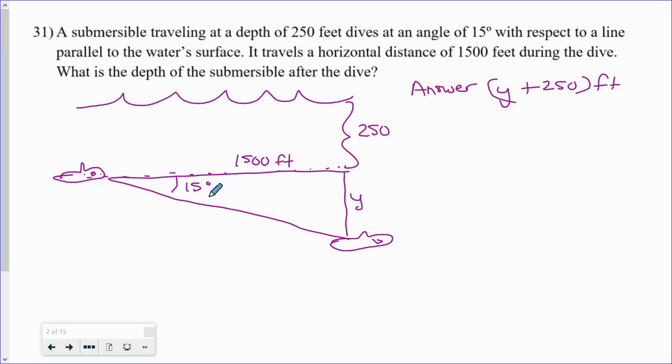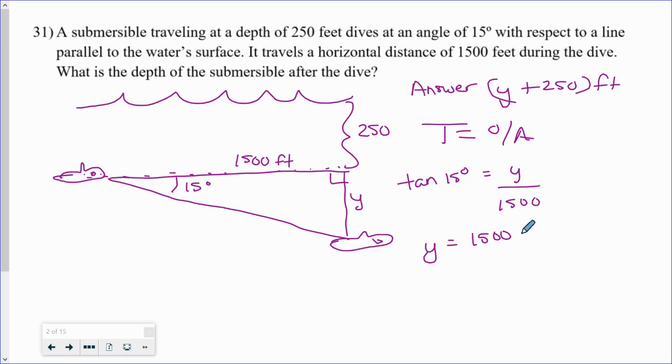Relative to the 15, I have opposite and adjacent. That's a tangent problem. Tangent is opposite over adjacent. So the tangent of 15 degrees is the opposite, which is y, over the adjacent, which is 1,500. Multiplying both sides by 1,500, I have y is equal to 1,500 times the tangent of 15. You want to make sure your calculator's not in radian mode. You want it in degree mode.